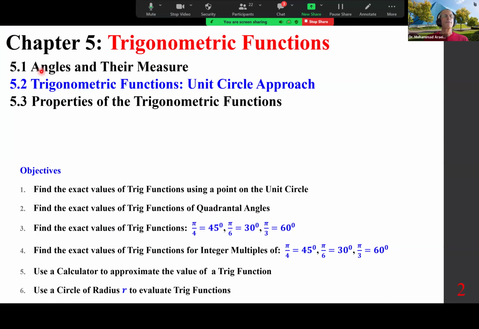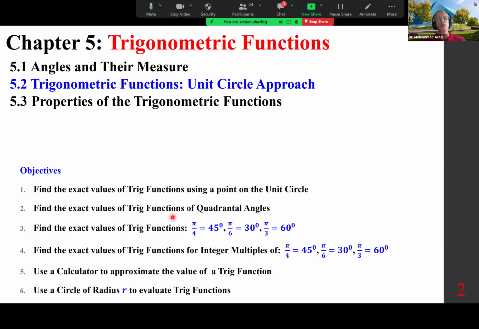So we covered 5-point angles and their measure, and we're going to go over trigonometric functions, unit circle approach. Here are the objectives. We are going to find the exact value of trig functions using a point on a unit circle.